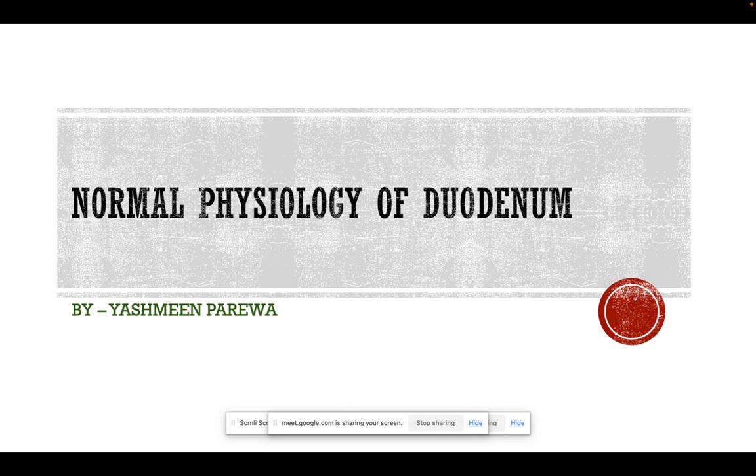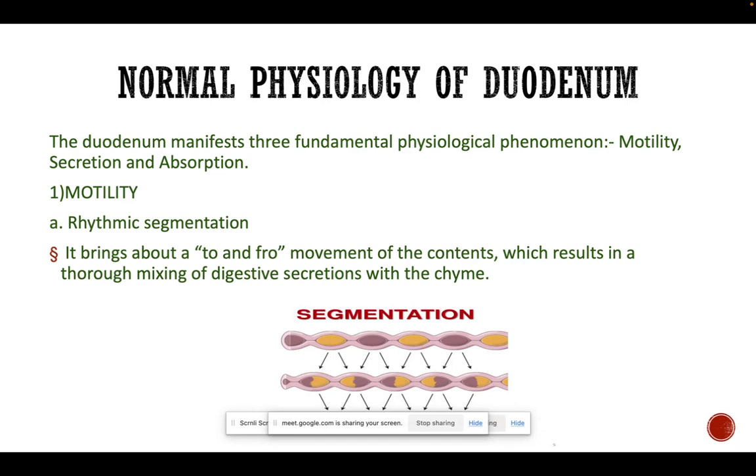Good morning, everyone. And now I'm going to discuss the normal physiology of duodenum. The duodenum manifests three fundamental physiological phenomena. First is the motility, second is the secretion, and third is the absorption. Firstly, we will discuss motility. It consists of rhythmic segmentation, peristalsis, and peristaltic rush.